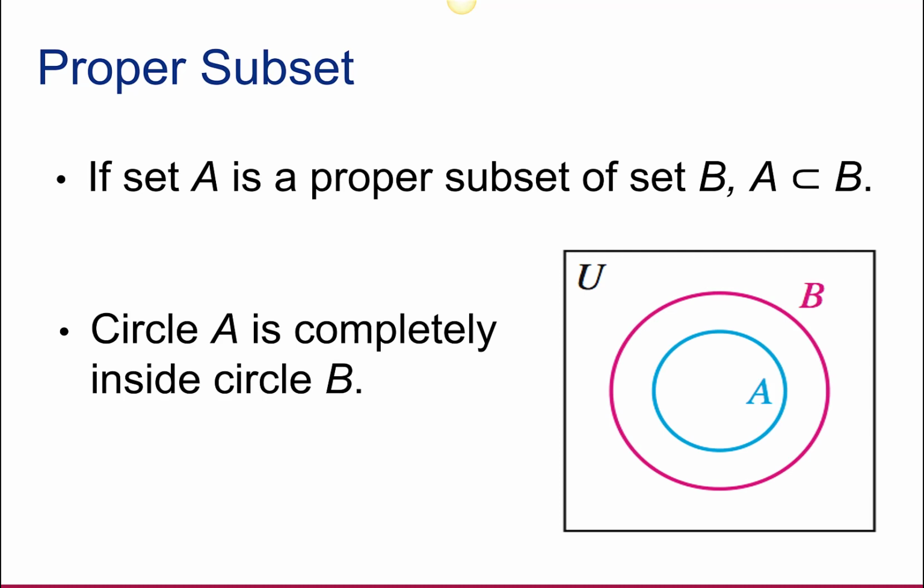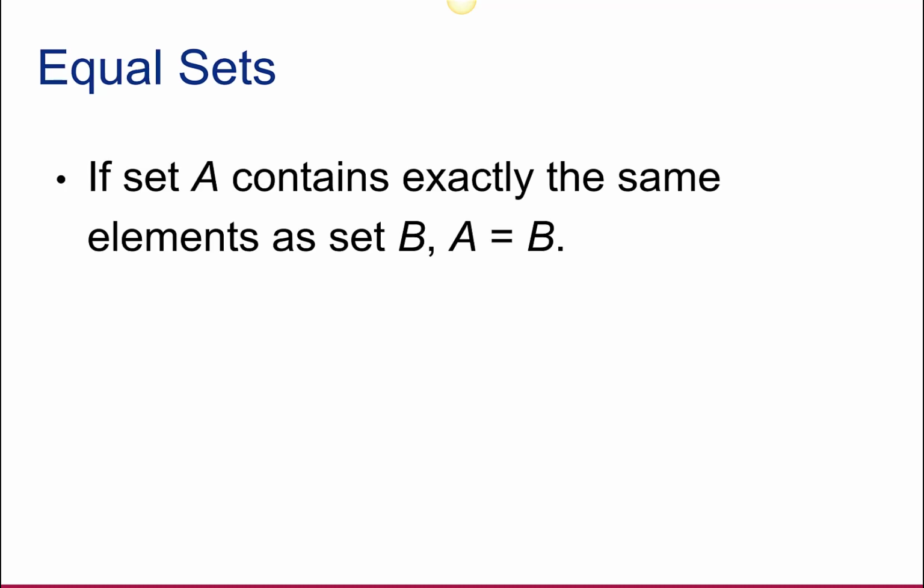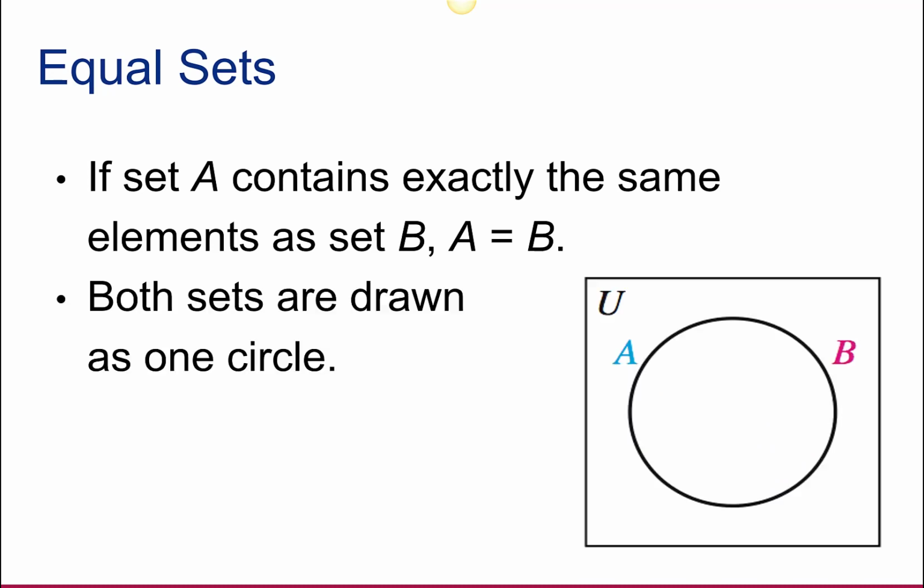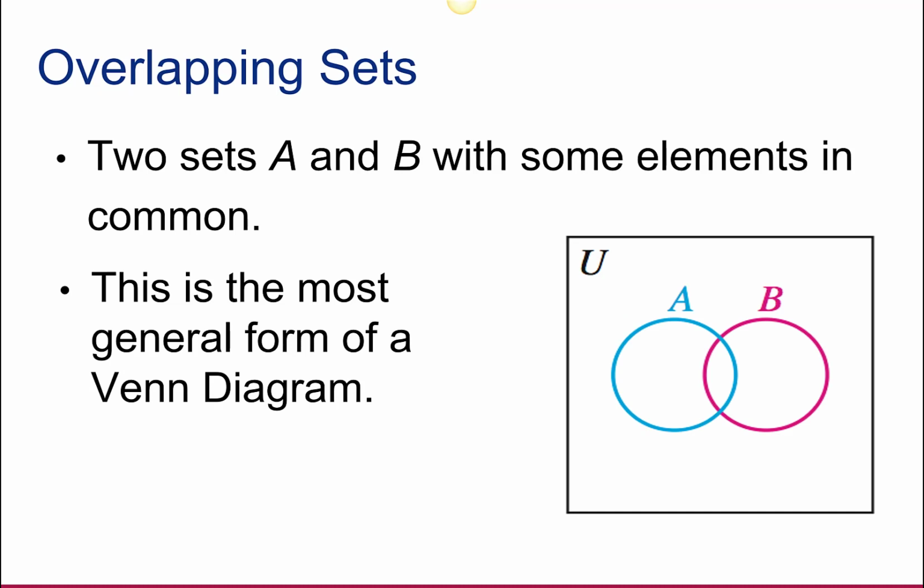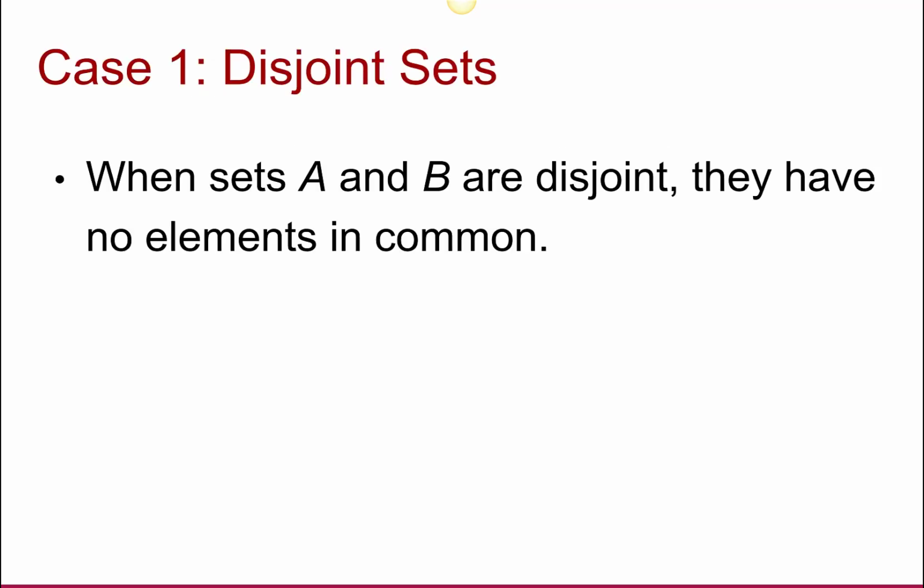When A is a proper subset of B, this is what the Venn diagram would look like. When two sets are equal, they have the same identical elements, and this is what the Venn diagram would look like. Set A and set B would be right on top of one another. Overlapping sets is when set A and set B are not mutually exclusive, not disjoint, and they have some elements in common. This is the most general form of a two-set Venn diagram.